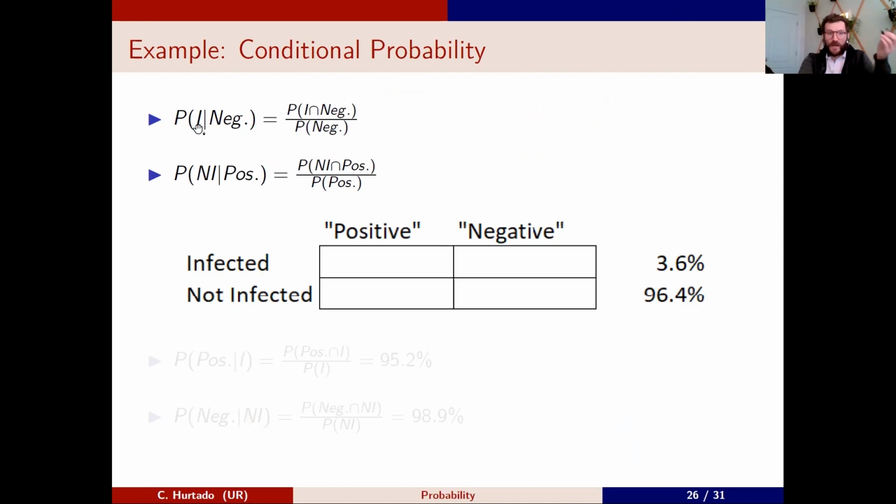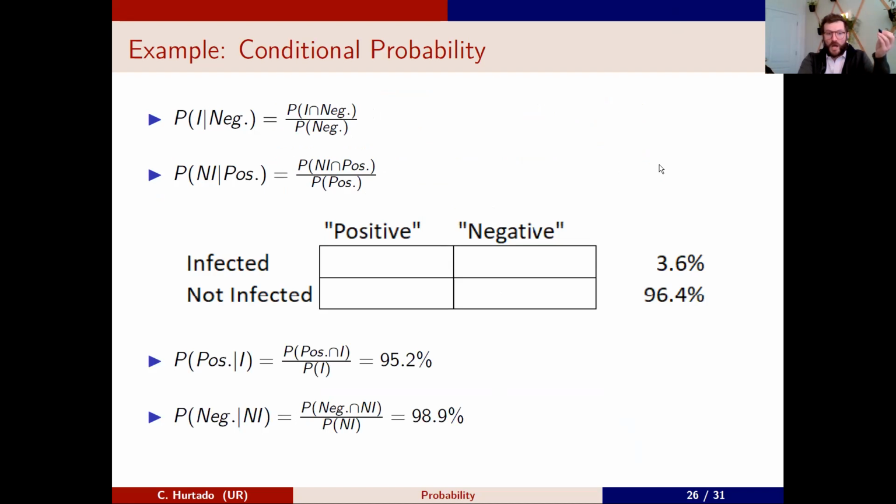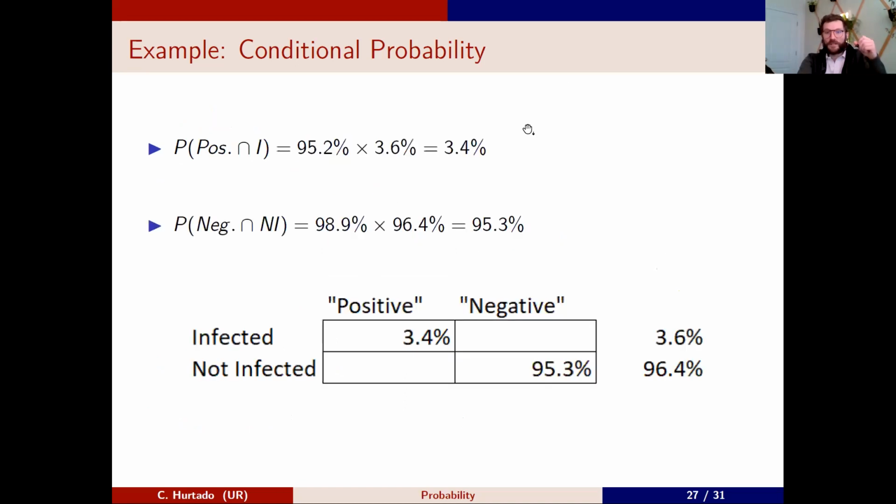The probability of negative given not infected is equal to 98.9, and the probability of positive given infected is 95.2, and then I can solve for the probabilities of the intersection, right? So the probability of the intersection will be the multiplication of 95.2 times 3.6.